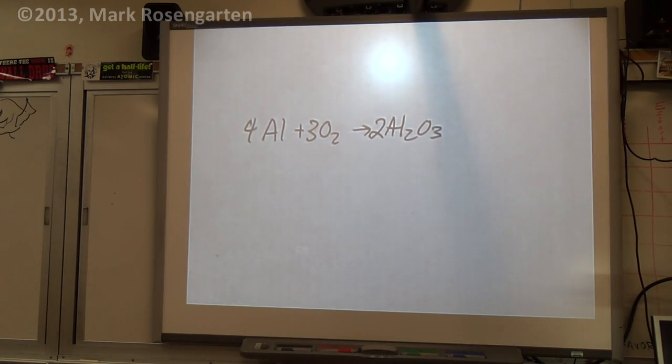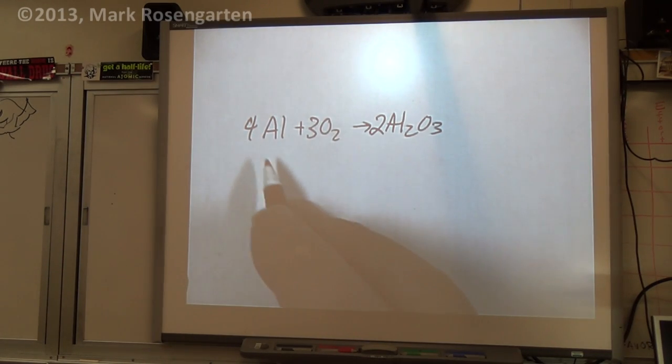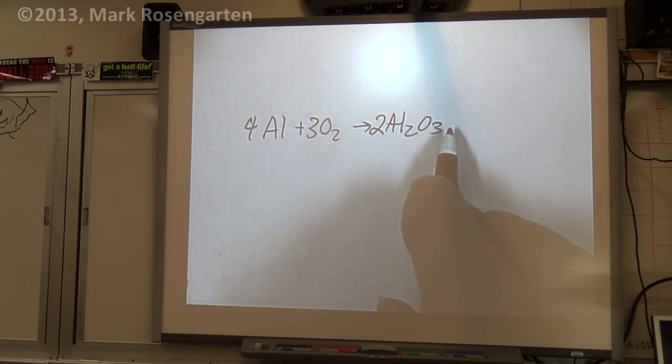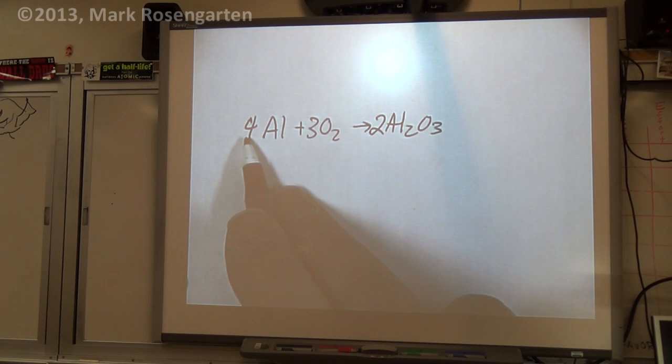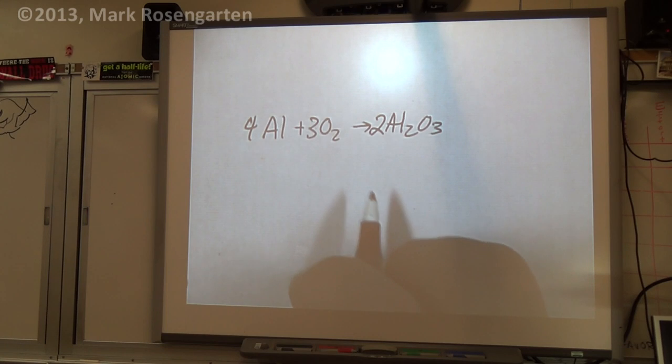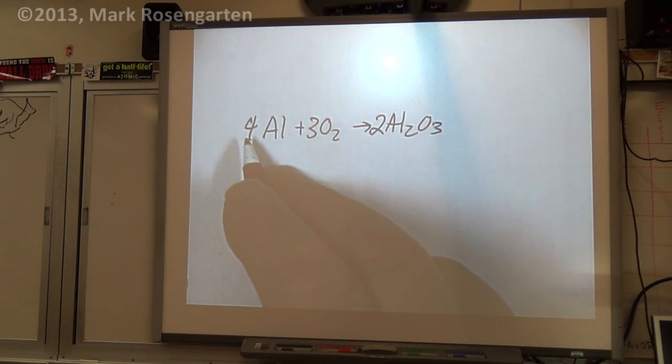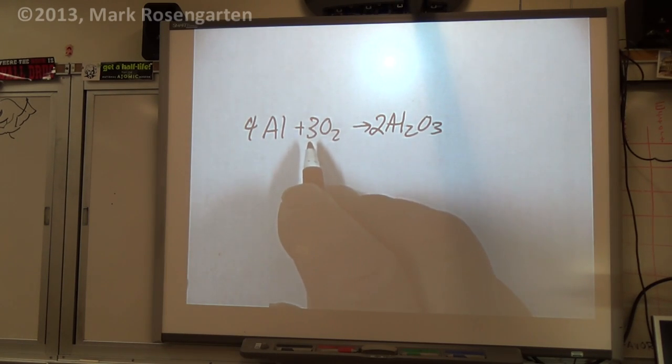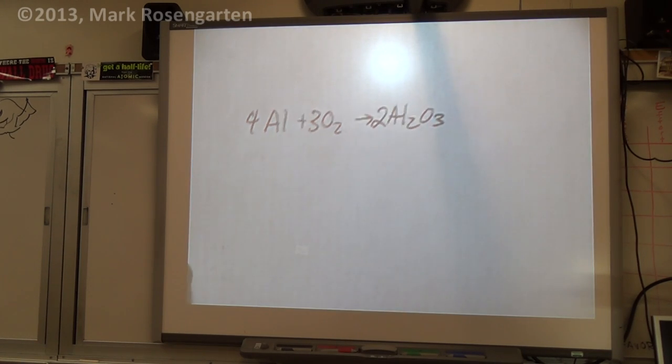Okay. Now, the importance of putting the numbers here is it tells us the ratio of aluminum to oxygen needed to make 2 moles of aluminum oxide. 4 moles of aluminum and 3 moles of oxygen will always make 2 moles of aluminum oxide. If I have 8 moles of aluminum, then I'll need 6 moles of oxygen and we'll make 4 moles of aluminum oxide. 4 to 3 to 2 is the mole ratio that we're going to get.